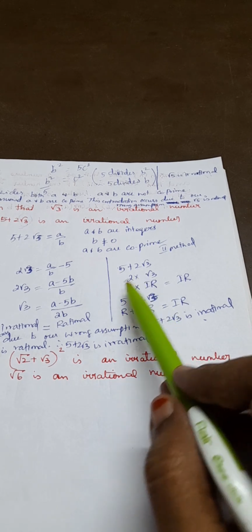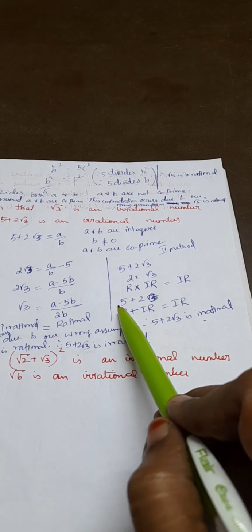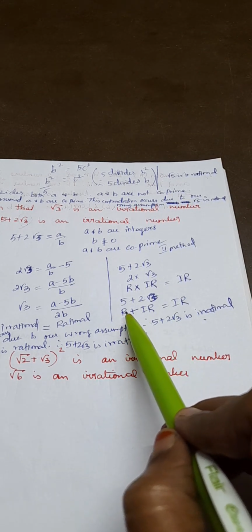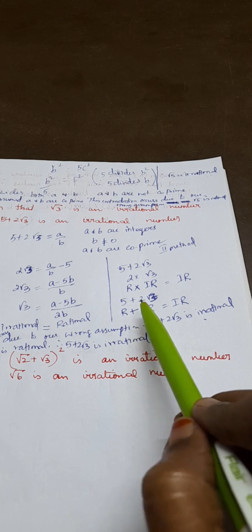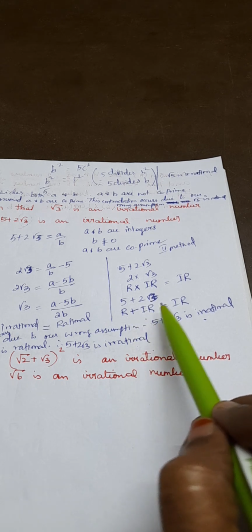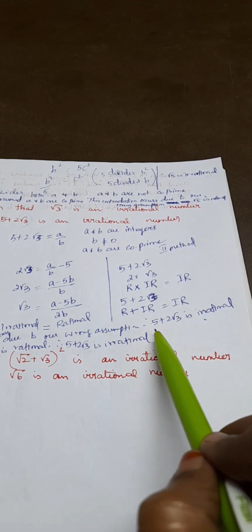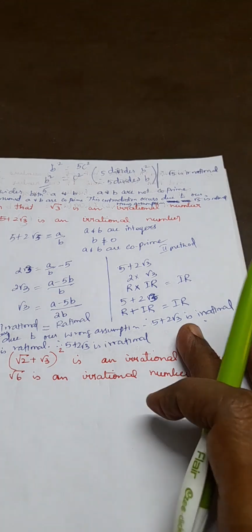This method also you can do more. 2 into root 3, rational into irrational, is irrational. 5 plus 2 root 3, rational plus 2 root 3 which is irrational, equals irrational. So 5 plus 2 root 3 is irrational, right?